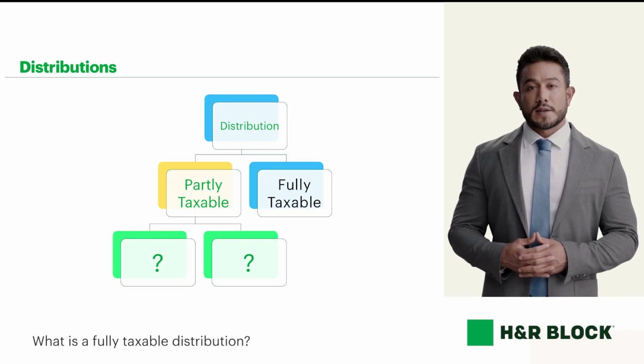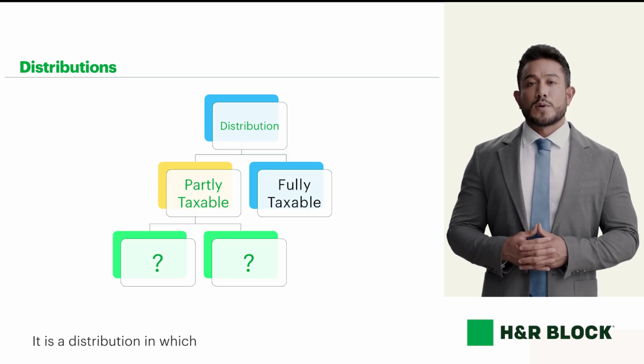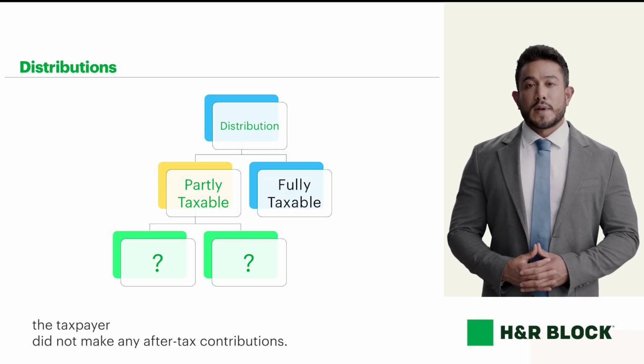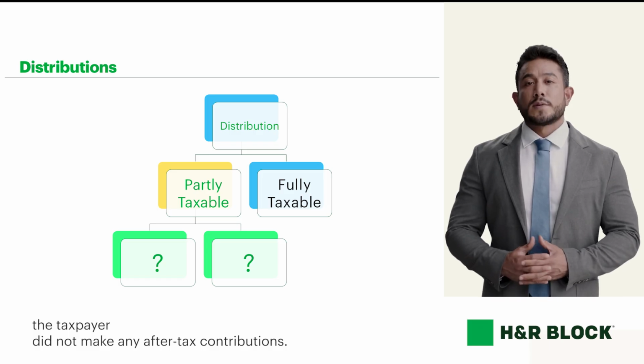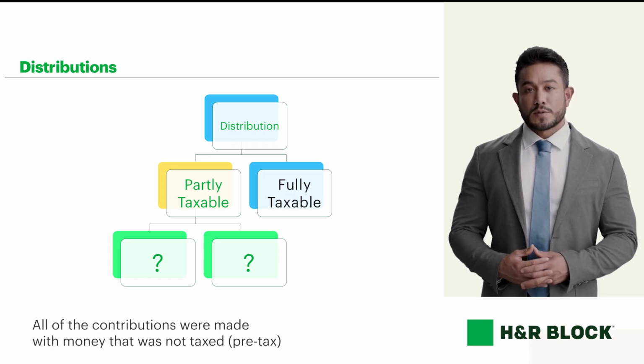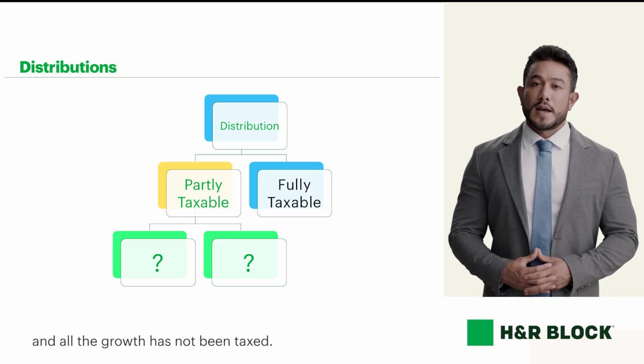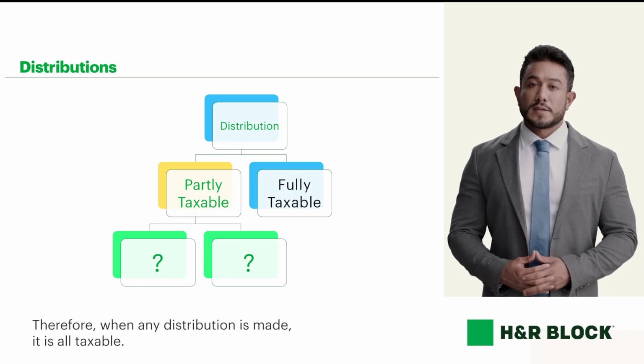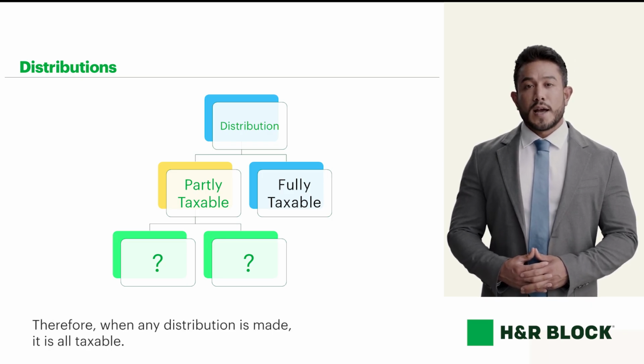What is a fully taxable distribution? It is a distribution in which the taxpayer did not make any after-tax contributions. All of the contributions were made with money that was not taxed, pre-tax, and all the growth has not been taxed. Therefore, when any distribution is made, it is all taxable.